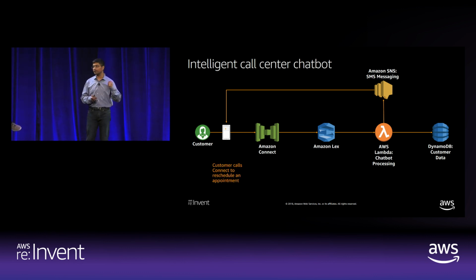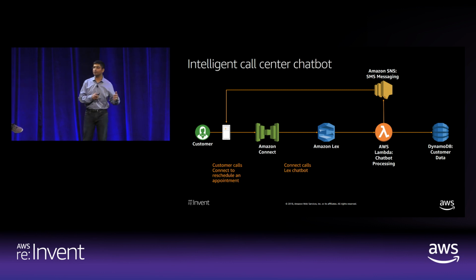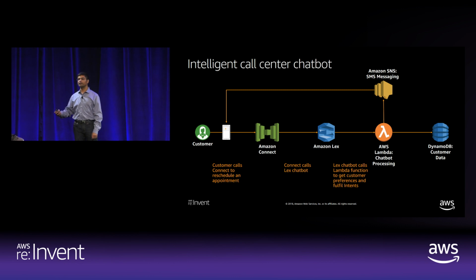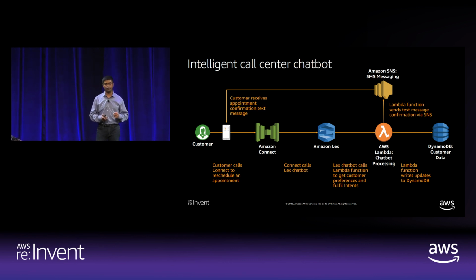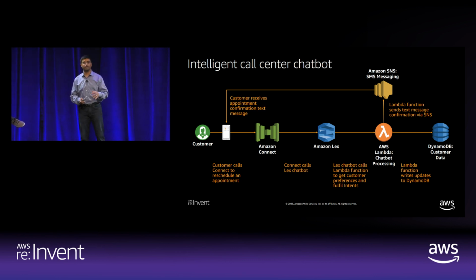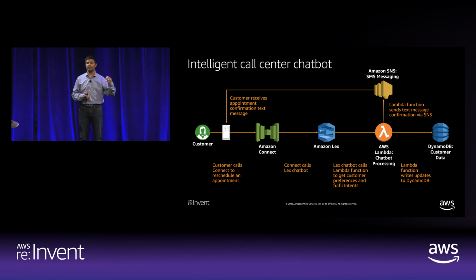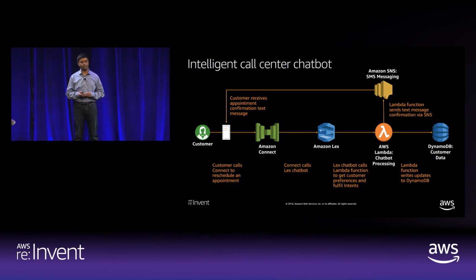The customer calls a call center. Amazon Connect directs them to a Lex chatbot, which starts conversing with the user to see what is their next scheduled appointment time, and what are the available times. Once they agree upon an intent, which is the new time, Lex will call a Lambda function to fulfill the intent, which could involve writing to a DynamoDB table and delivering an SMS notification confirming the appointment. Now your users get served really fast, and your agents can focus on the actual important customer experience tasks rather than the common tasks such as rescheduling appointments.